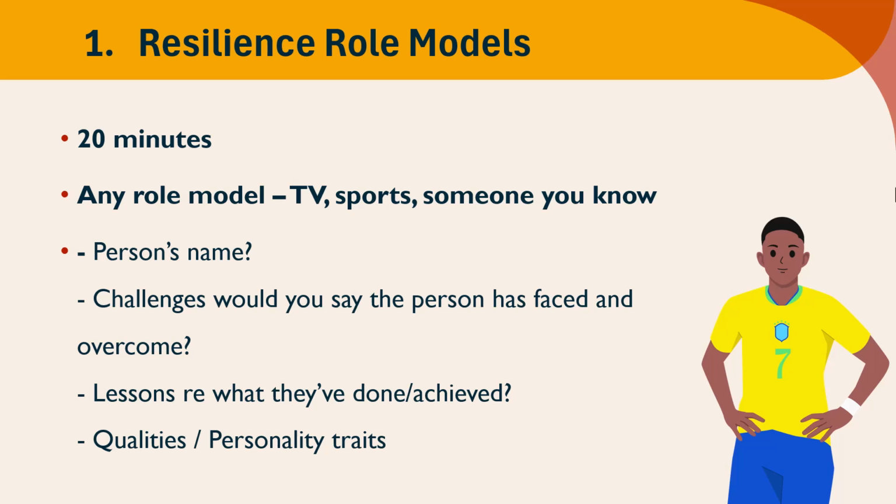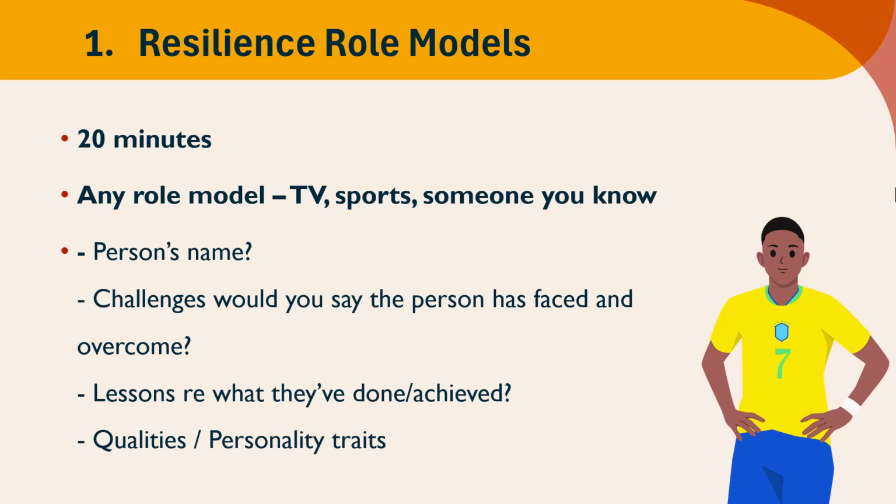And what they're going to have to do is write down the person's name, the challenges that they would say the person has faced and overcome, like what has made them resilient, and what this person has done and achieved, and what qualities and personality traits do the participants in your workshop consider that this role model has? So you want them to spend time writing all of this down.